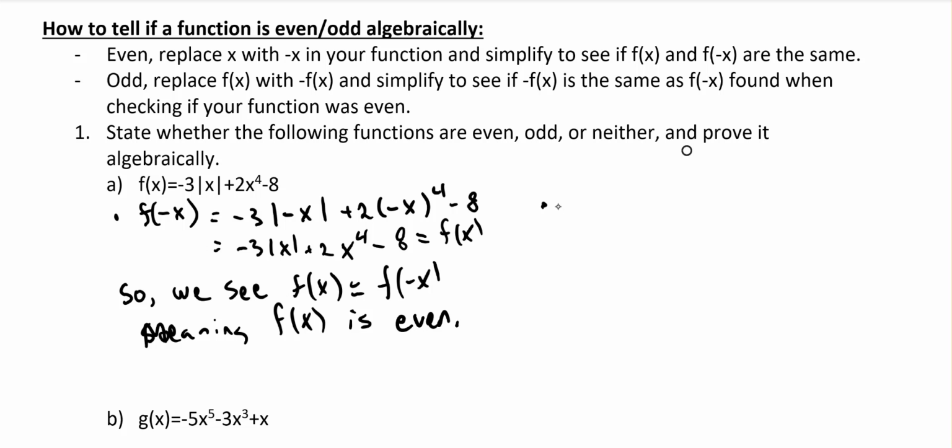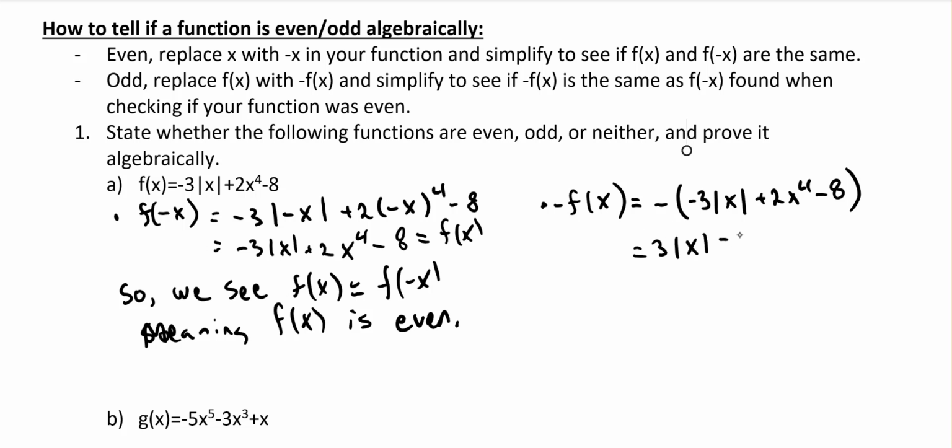So now what I do is I look at negative f of x, and that is equal to negative. So again, parentheses, use them liberally. Negative, open parenthesis, 3x plus 2x to the fourth minus 8. You can distribute your negative. That first term becomes negative 3x, minus 2x to the fourth plus 8. And it's pretty clear that this is not equal to f of negative x, which we just found over on the left.